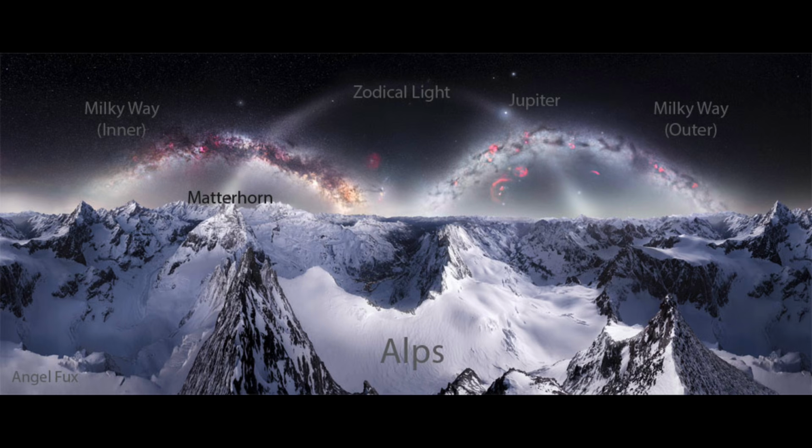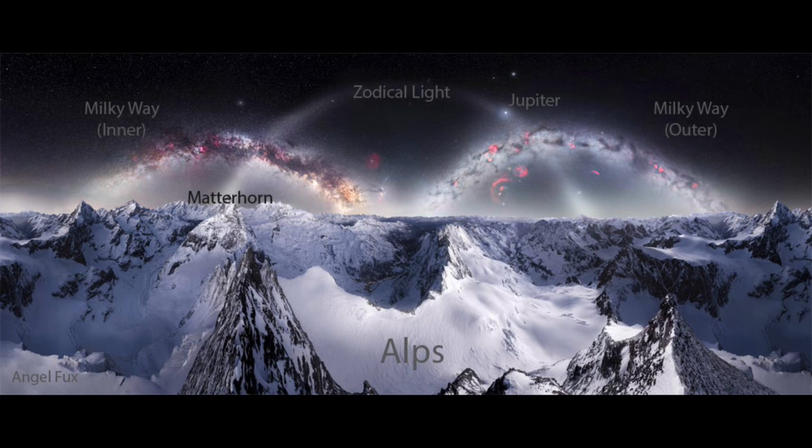Now we see a number of different things here, including the Alps, including the Matterhorn off to the right of center. But up in the sky, we see three different arches. That includes two of the Milky Way. Now, those would not be visible at the same time, so this is a composite image putting things together to get the full 360-degree view.